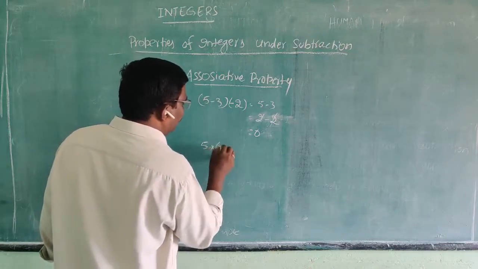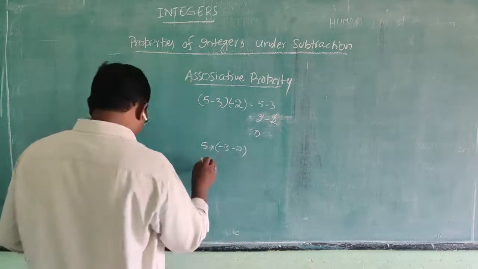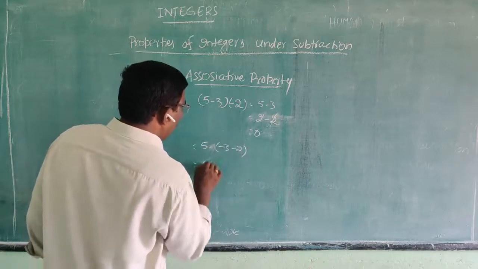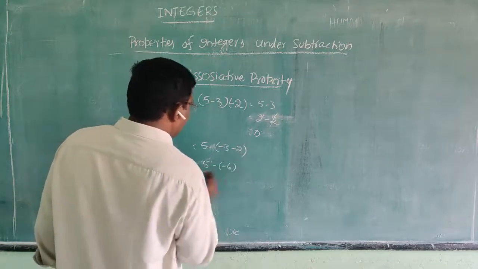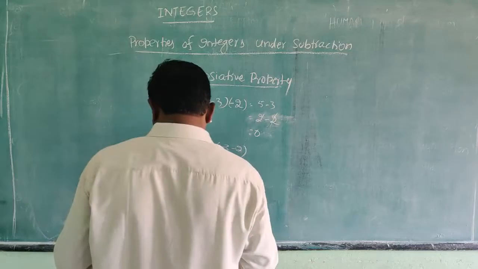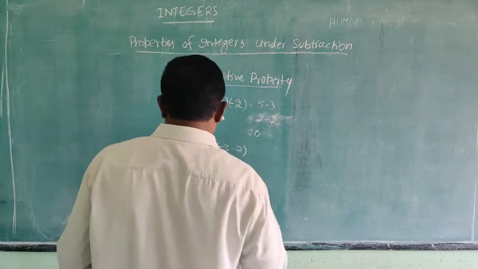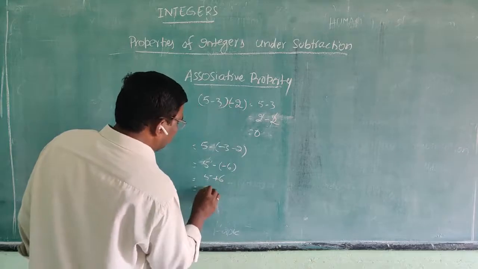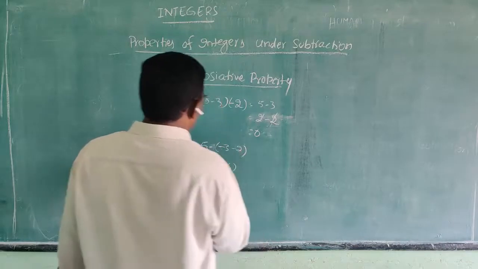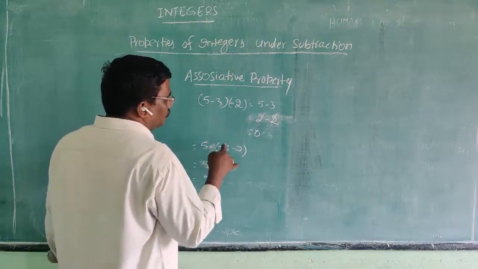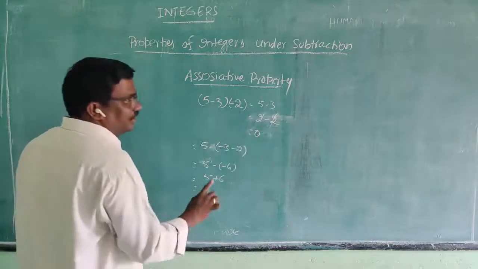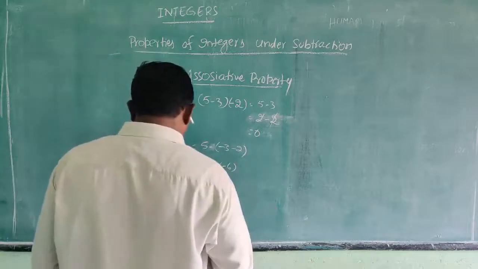Next, 5 minus of 3 minus 2. That is 5 minus of 1... Taking 5 minus of minus 3 minus 2, that equals 5 minus of minus 6, that equals 5 plus 6, that equals 11. So we get 0 and 11, two different values, which are not the same.